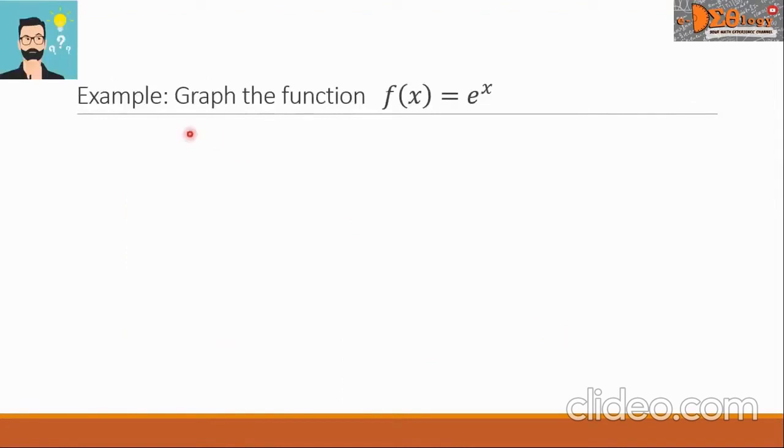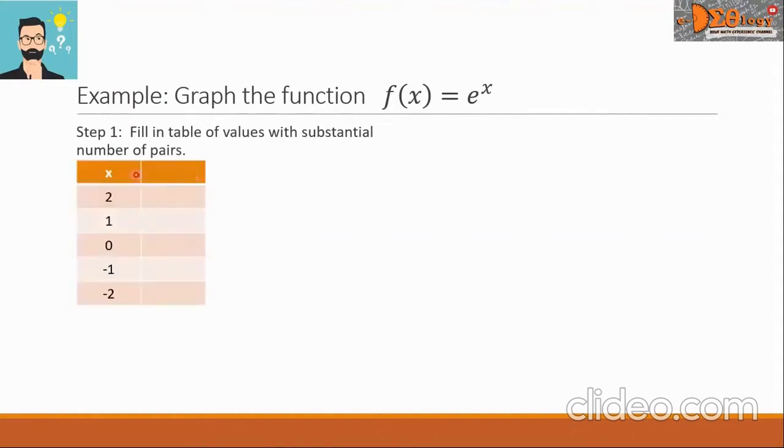Let us have an example. Graph the function f of x equals e raised to x. Our step 1 is to fill in a table of values with a substantial number of pairs. So we have x with these 5 values. We have f of x. We have the corresponding f of 2, f of 1, f of 0, f of -1, f of -2 respectively.